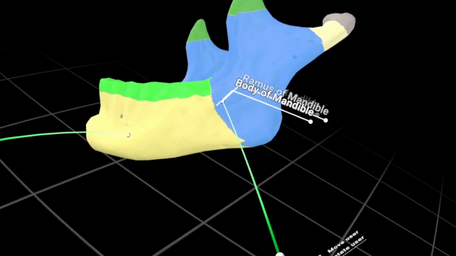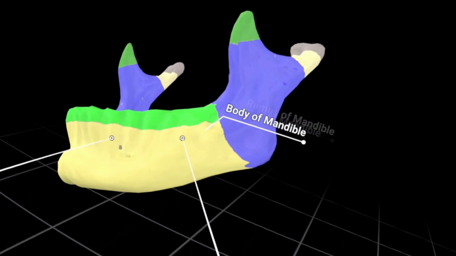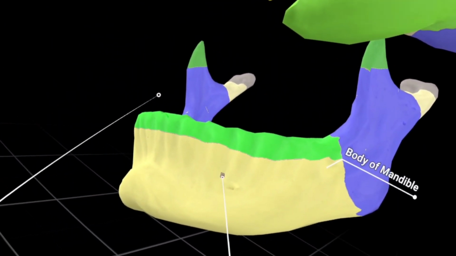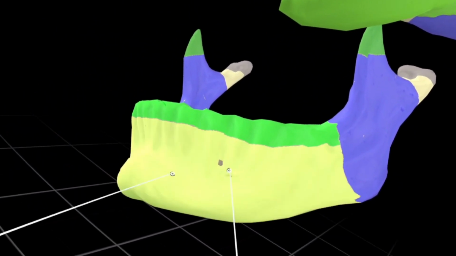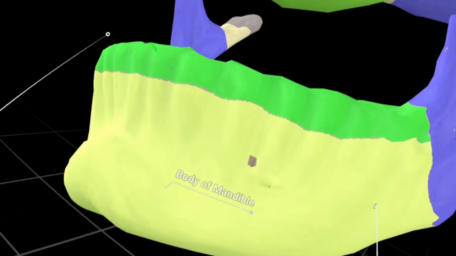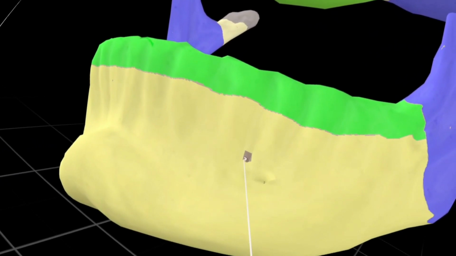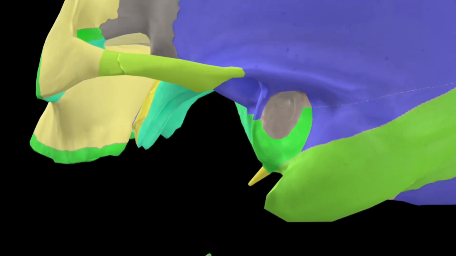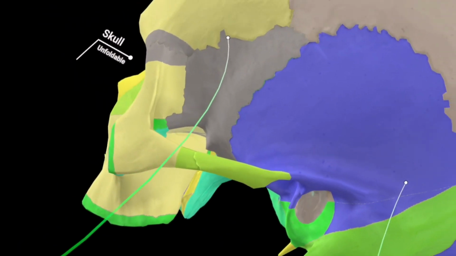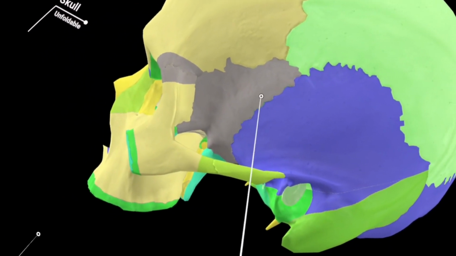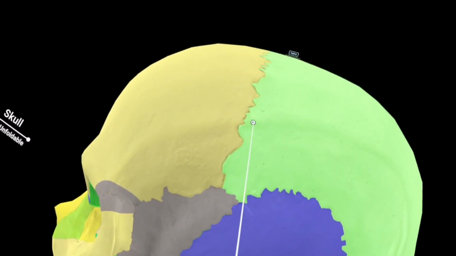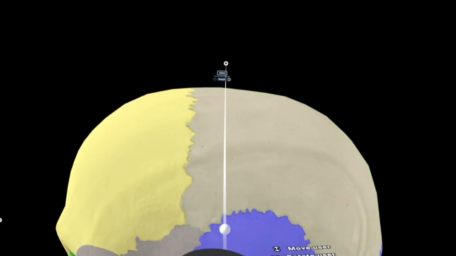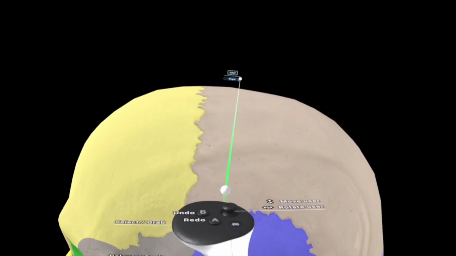We're going to go back to the mandible for the mental foramen. The mental foramen is that little hole. The mental foramen. And we're going to finish by looking at the greater wing of the sphenoid bone. That's the part you can see from this sagittal view right here, is the greater wing of the sphenoid bone.